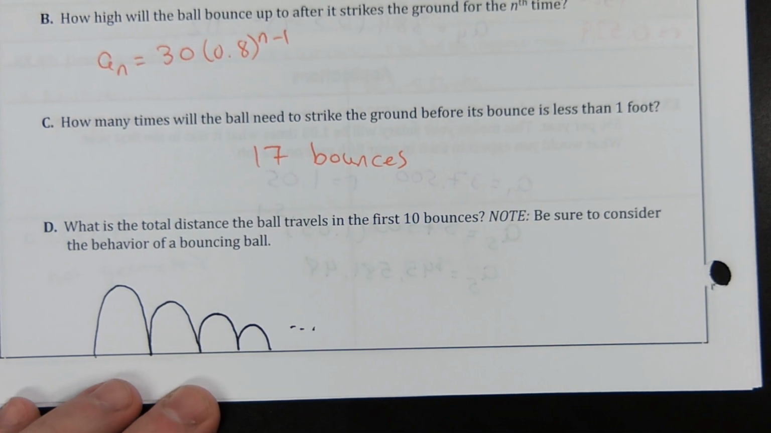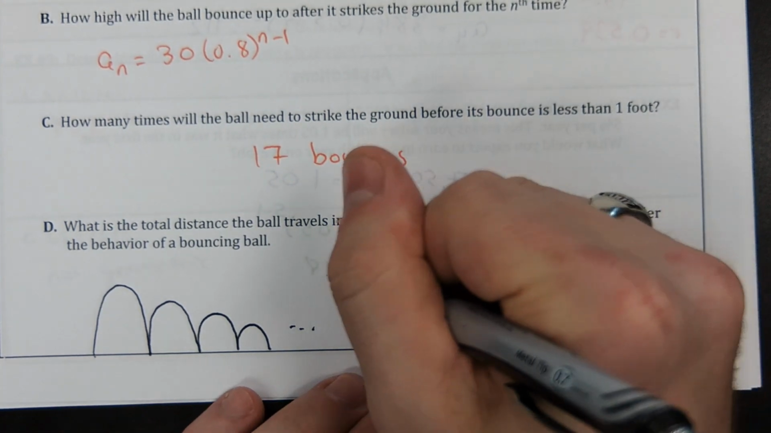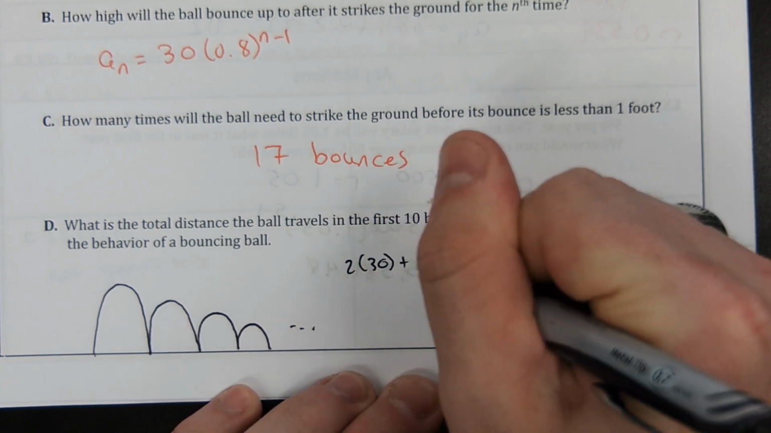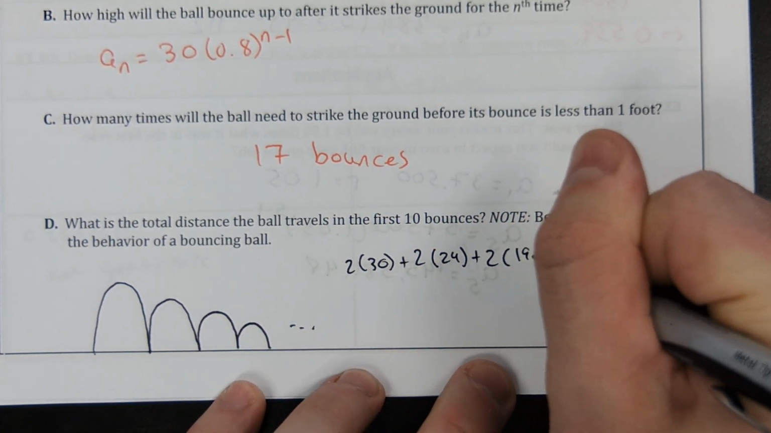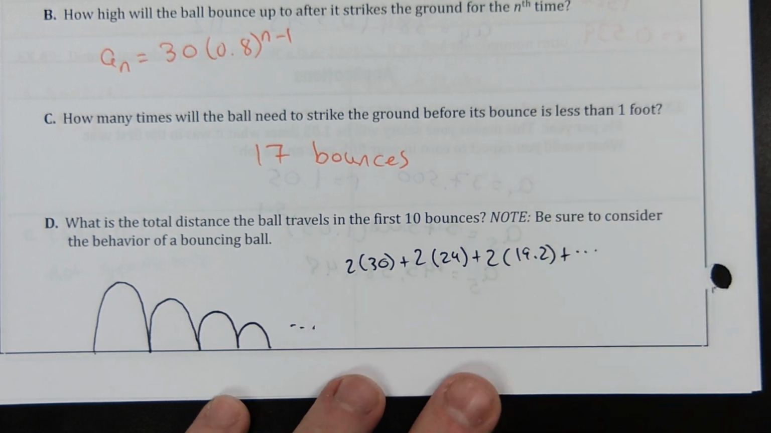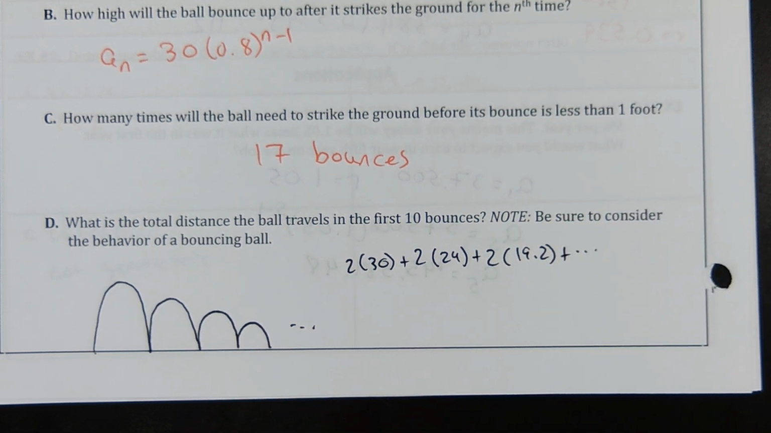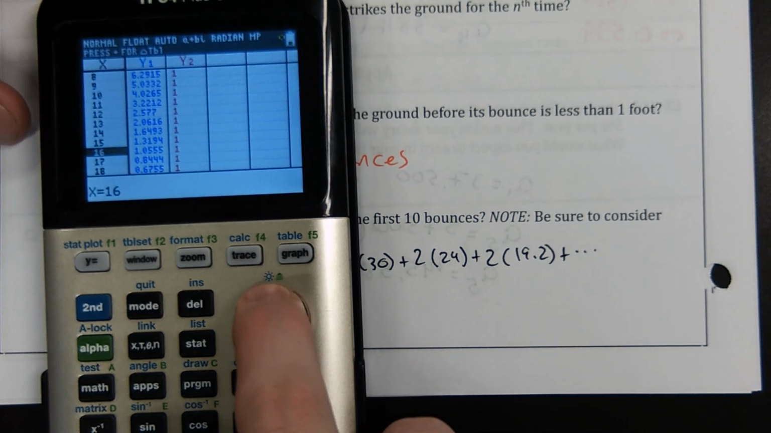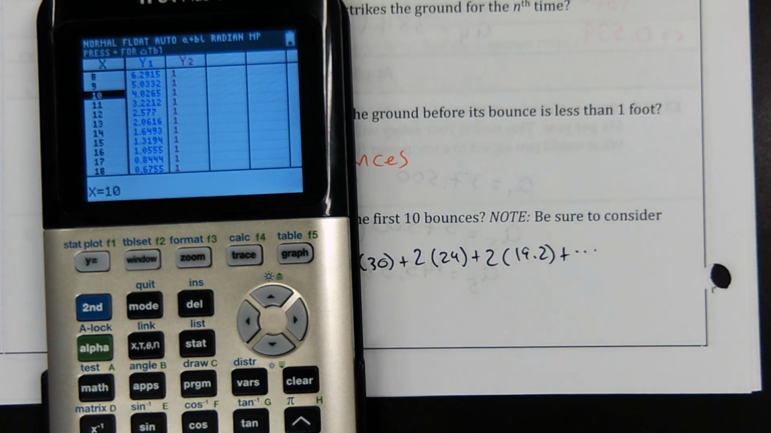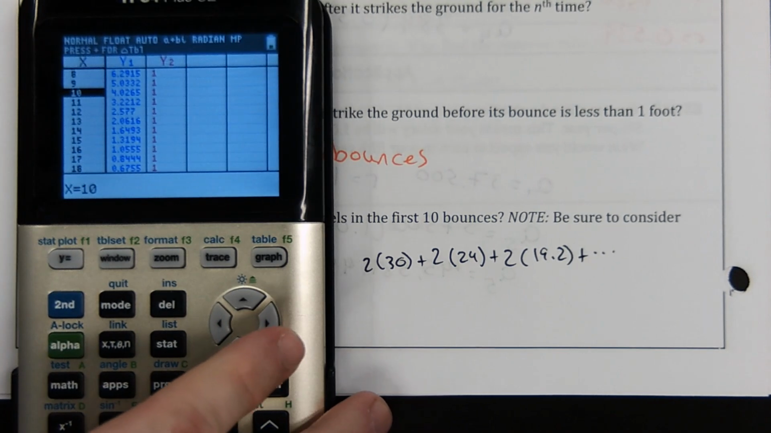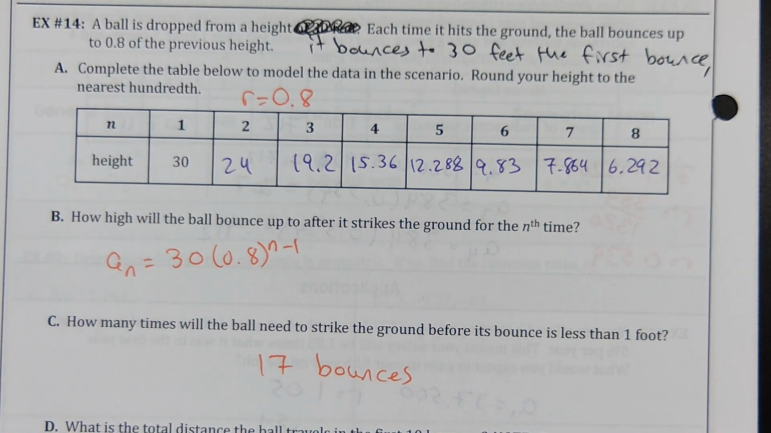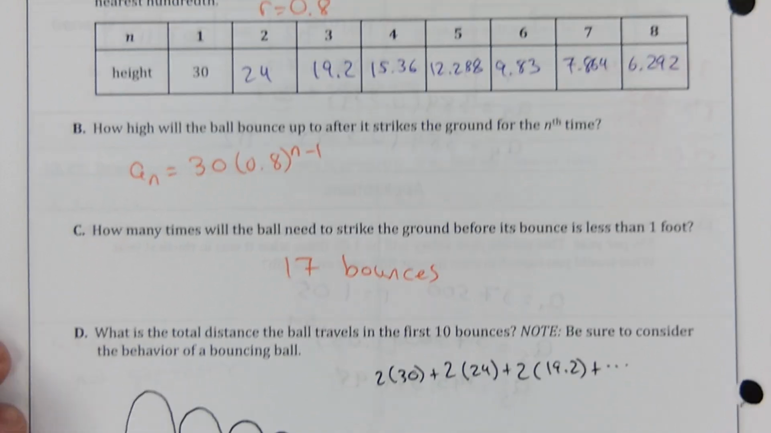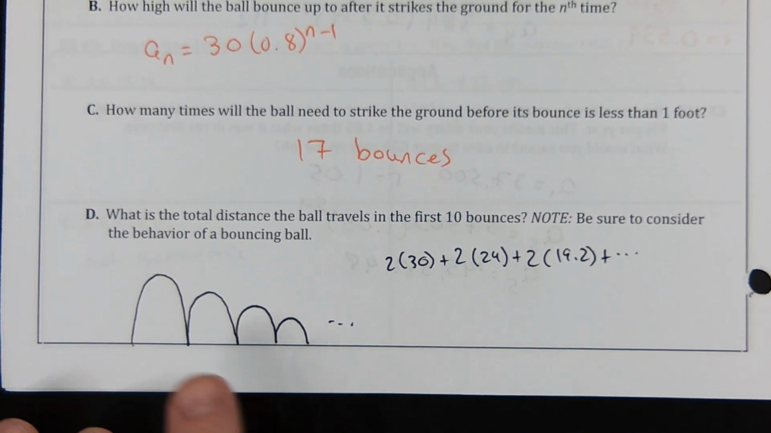So the total distance would be 2 times 30 plus 2 times 24 plus 2 times 19.2 plus... all the way out to whatever the height was on the 10th bounce. So that was all the way down to that. But you would have to double each one of them. So you could find this number and then just times 2. That would work also, because they have an up and a down.